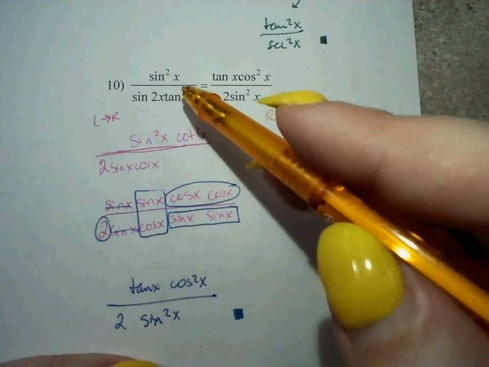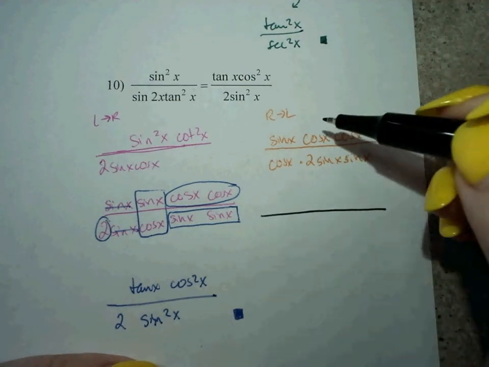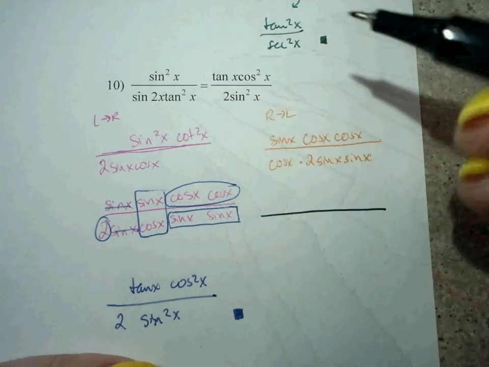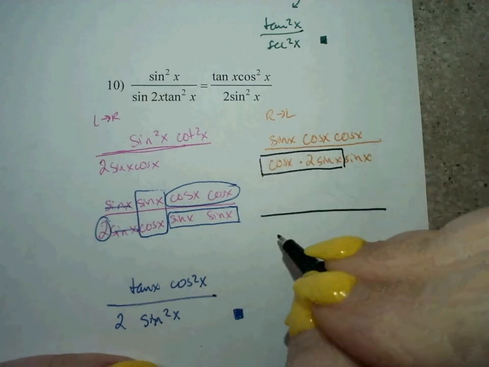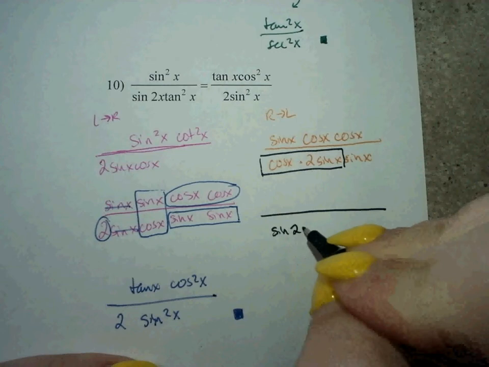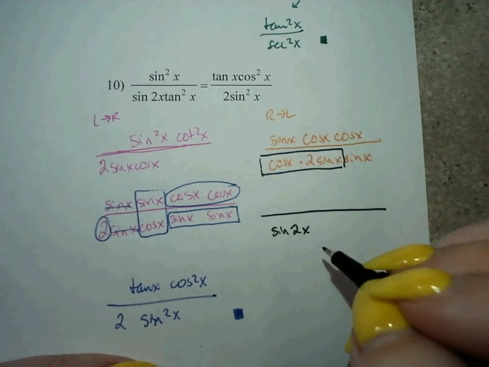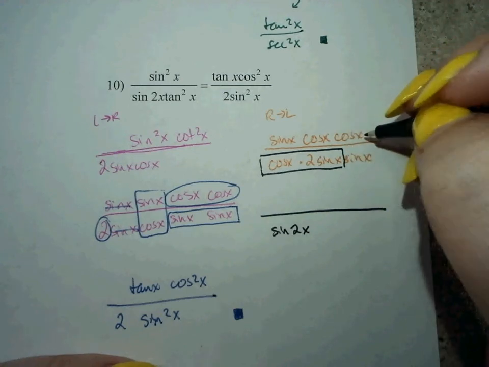You can see that we're in the same spot that we were, but we need this right here. So I'm going to identify what I have and go from there. I need a sine squared in the numerator. I don't have one. I need a sine 2x in the denominator. I do have that: 2 times sine times cosine. So I've got a sine 2x. And I need a tangent squared in the denominator.